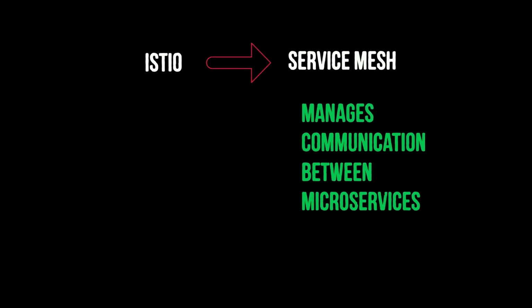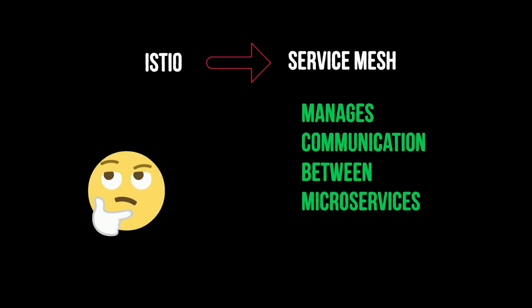Istio is a service mesh, so in order to understand Istio, we have to look at Service Mesh. Service Mesh manages communication between the microservices which build up your application. Now you will be thinking, why do we need a service mesh to manage the communication as one can do it within the code of microservice? In order to understand this, we have to look at the challenges of our microservice applications.